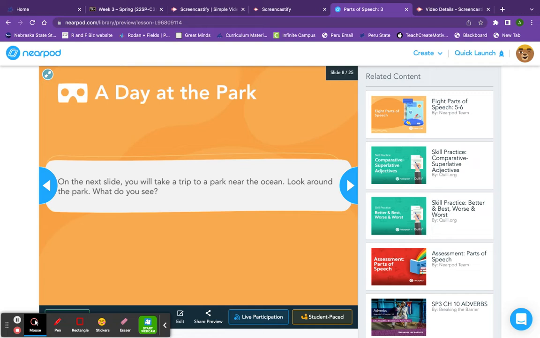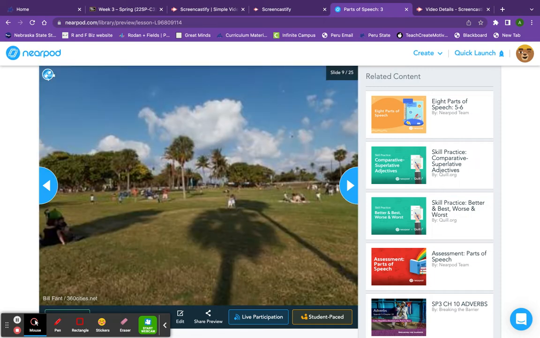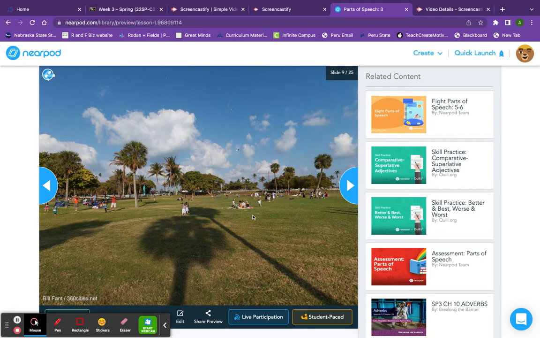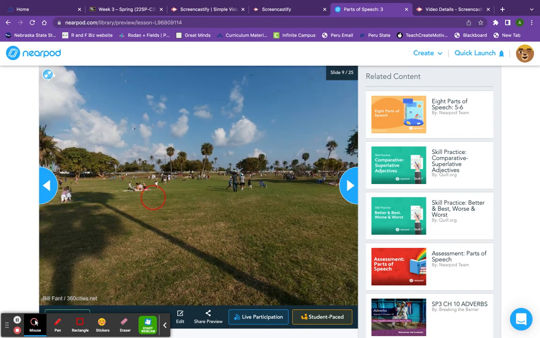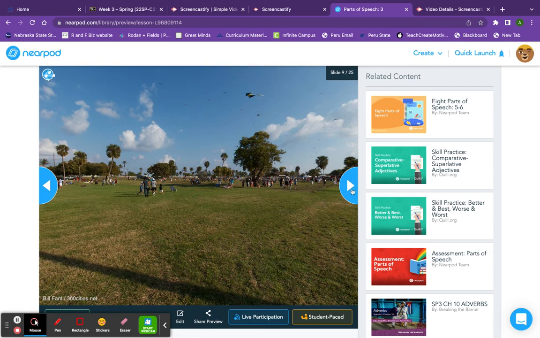On the next slide, we're going to be taking a trip to a park near the ocean. You're going to look around the park and tell me, what do you see? Okay, so we have our park here. If we grab the screen, we can move it around. So you're looking at the different things you can see at the park.